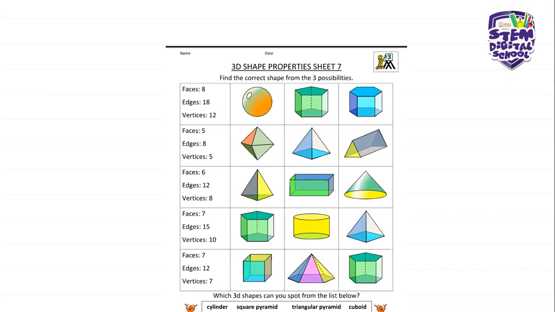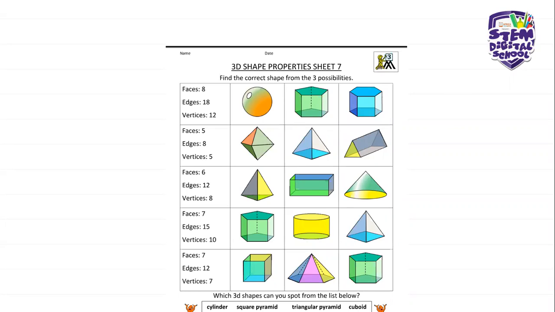So just look at the statement. If you look at the first row, we say that one of these 3D objects has got 8 faces and then 18 edges and 12 vertices. Is it a sphere? Is it a pentagonal prism? Is it a hexagonal prism? So you have got 3 options to choose from.